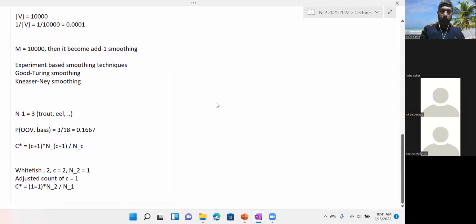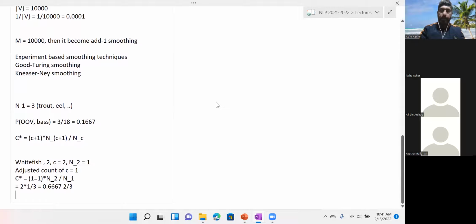So what do we have here? We have 2 into what is N2? There is just 1. Okay? So divided by what is N1? 3. What do we get? 2 over 3. Okay? So instead of using 1, we have now reduced its count to 2 over 3, to adjust for the mass that we gave to unobserved things.